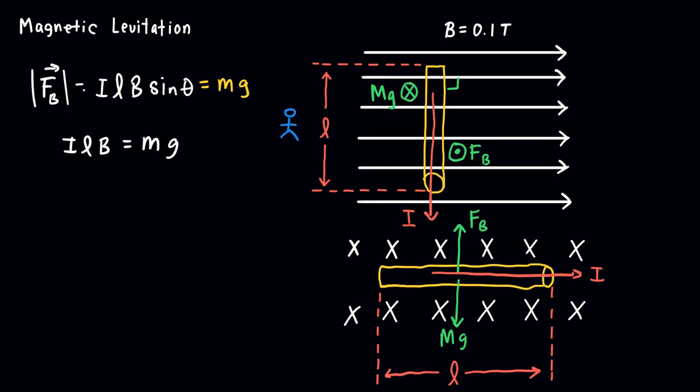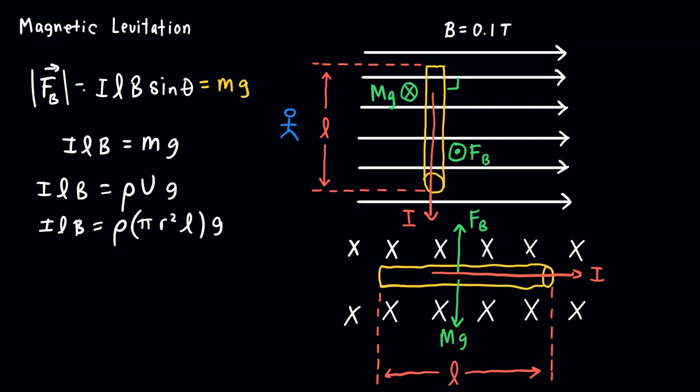And so what I'll do is I'll express this as ILB equals, and then the density times the volume of this wire is equal to the mass of the wire. So I've expressed it that way. And we should know that for a cylindrical object like this, the volume of that wire is going to be equal to pi r squared, which is the cross-sectional area of the wire, times L, which is the length of that wire. So that whole term there represents the volume, times G.